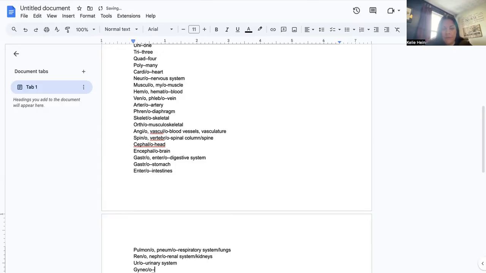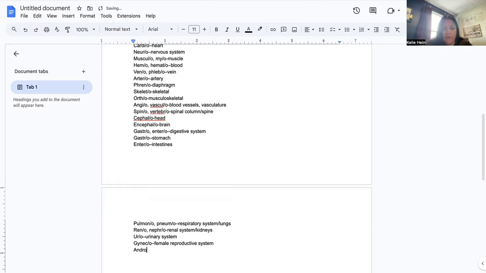Gyneco, female reproductive system. Andro, male reproductive system. Let's do acro. Acro with a C. And I'm doing this now because I want to make a point about spelling. Acro means extremities, guys. Okay, acro means extremities.